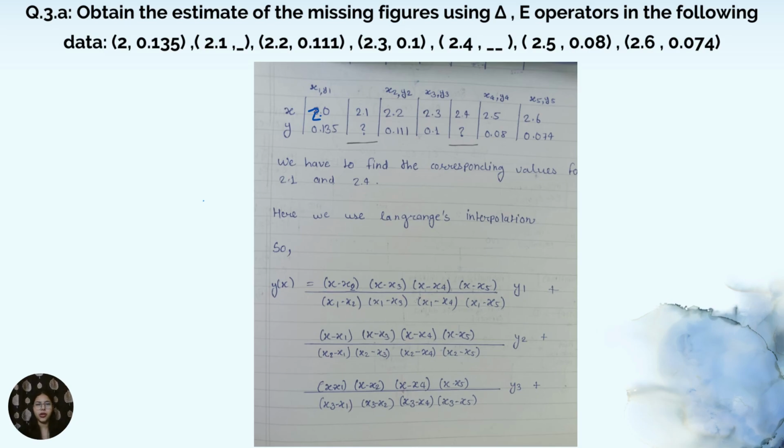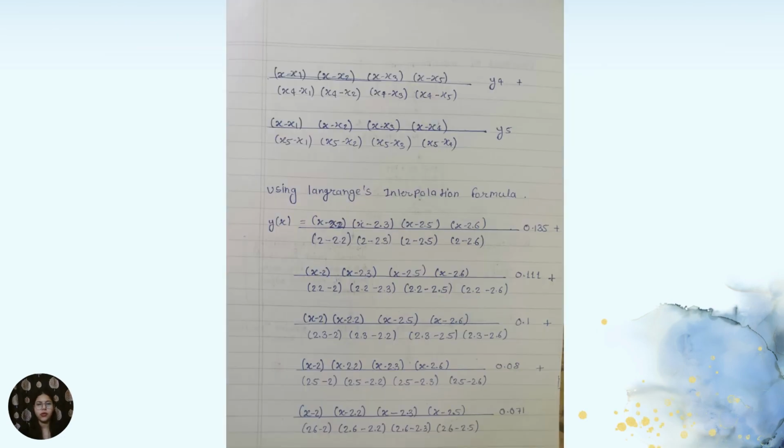Here we use Lagrange's interpolation. So the formula is y of x is equal to x minus x2, x minus x3, x minus x4, x minus x5 into y1 by x1 minus x2, x1 minus x3, x1 minus x4, and x1 minus x5, plus x minus x1, x minus x3, and so on, into y2 divided by x2 minus x1, x2 minus x3, x2 minus x4, and so on, plus x minus x1, x minus x2, and so on, into y3 divided by x3 minus x1, x3 minus x2, x3 minus x4, and so on. It will go to the y5 values.